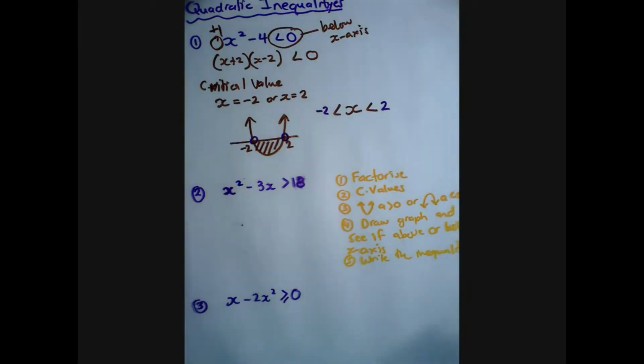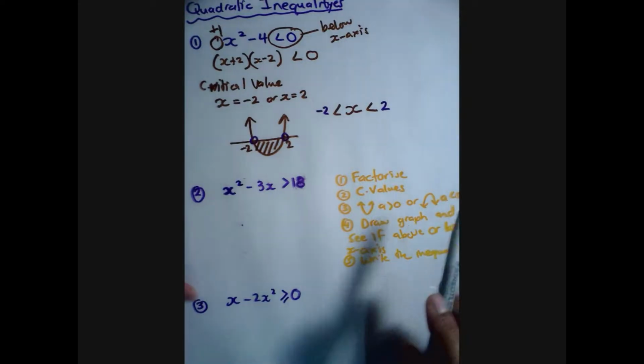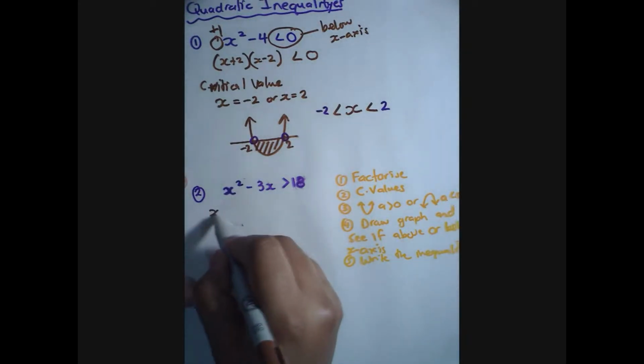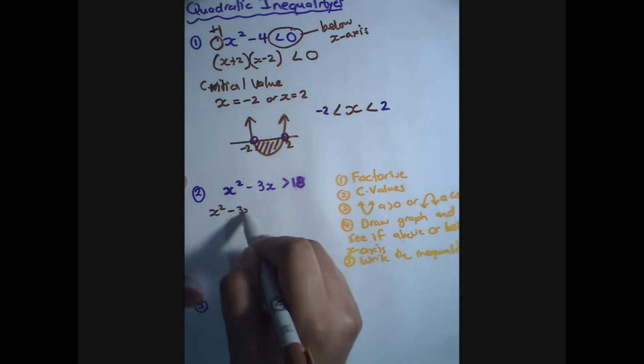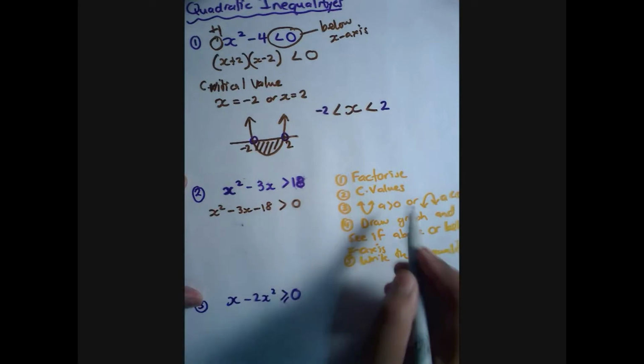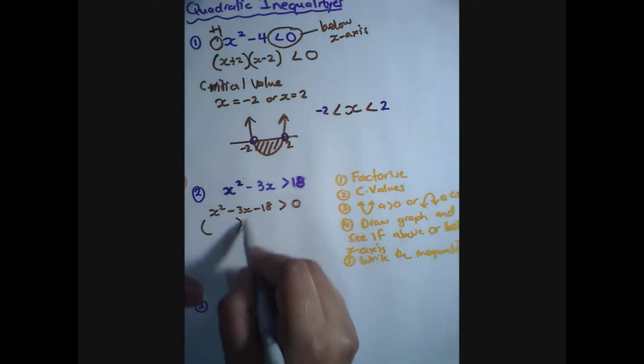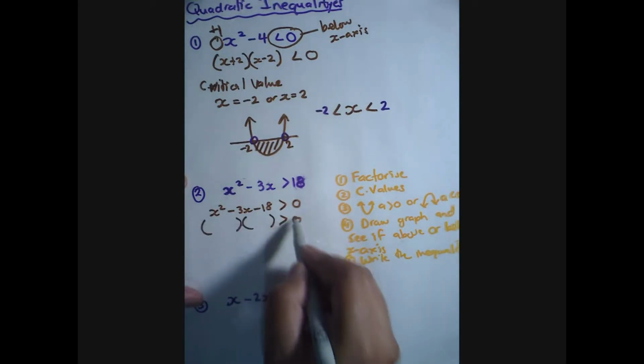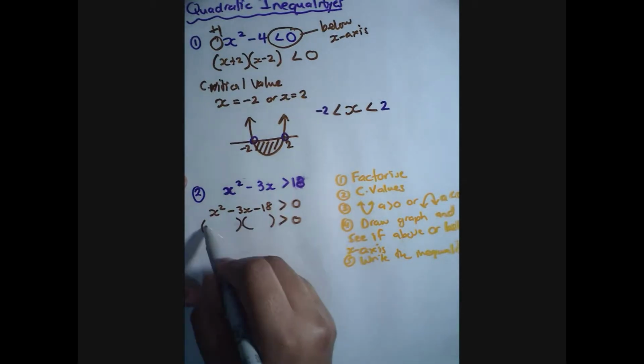Right, so now let's start here. x squared minus 3x is greater than 18. Our first step, factorize. So move everything to the left hand side. x squared minus 3x minus 18 is greater than 0. Then factorize, remember? So open, close, greater than 0. So what do I do? I got an x and I got an x.